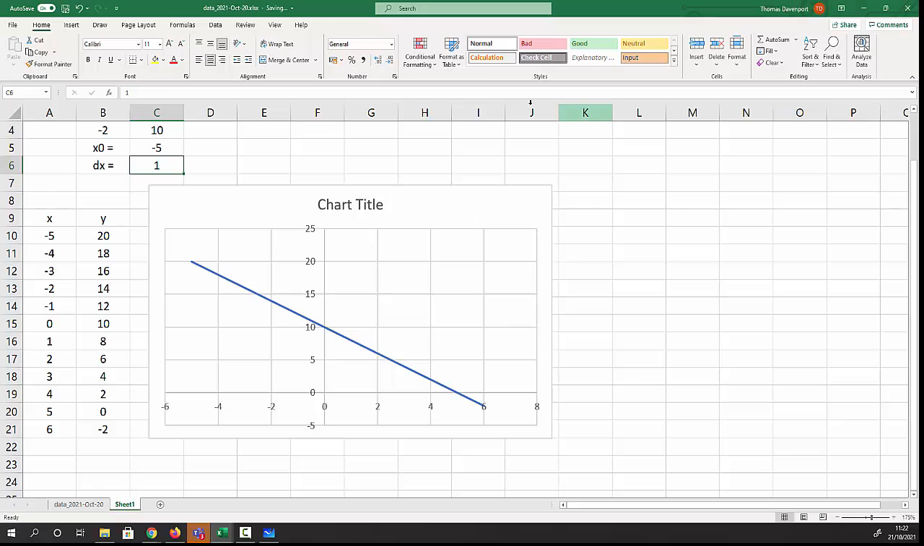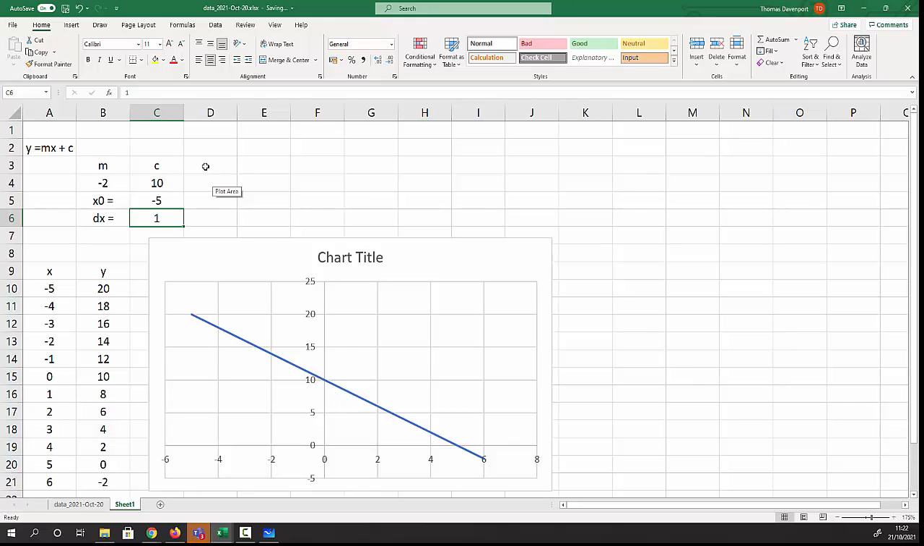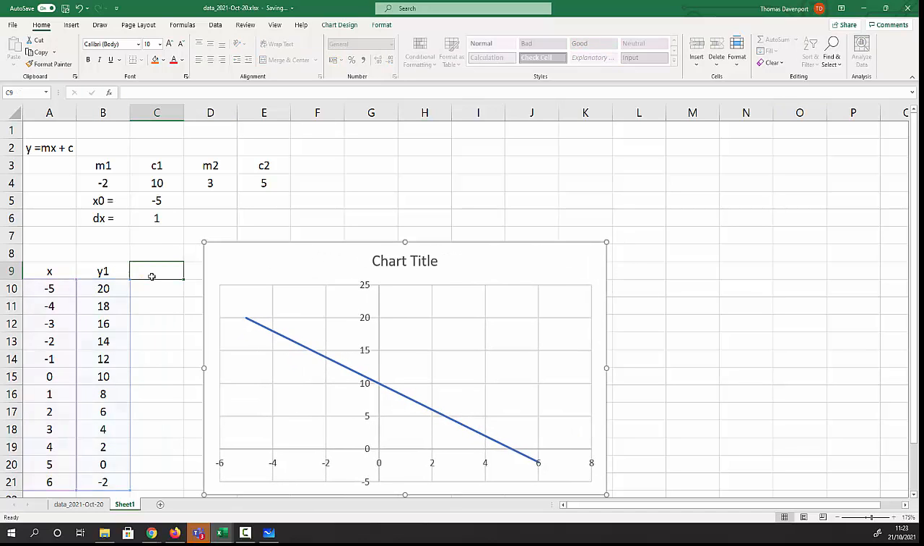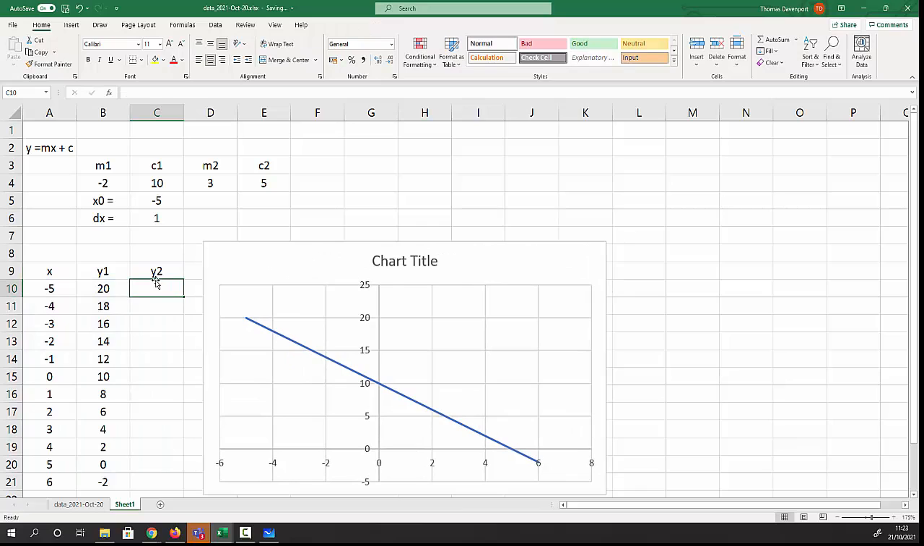Now let's just extend this a little bit. So instead of m and c, I'm going to call that m1, and I'm going to call this one c1. Now I'm going to have an m2 and a c2 for a second graph. So I'm going to put a value here of, I don't know, 3, and the intercept will be 5, just as some numbers. I'm going to call this one y1, and I'm going to call this cell y2, which is the second line that I'm looking at.